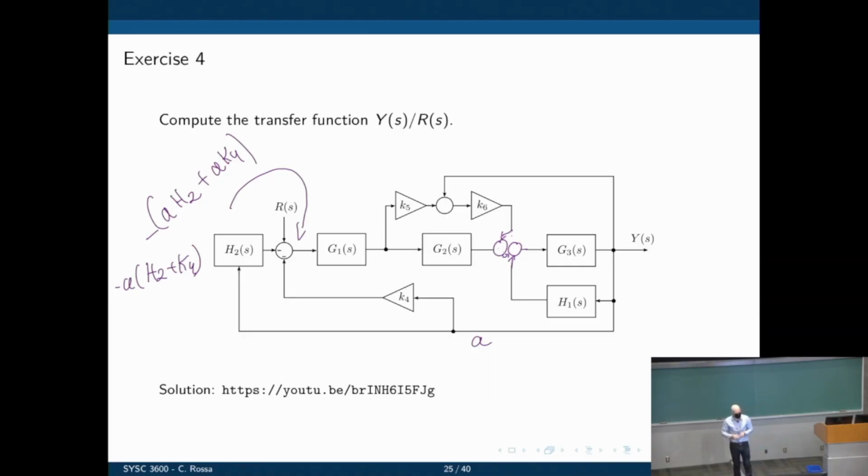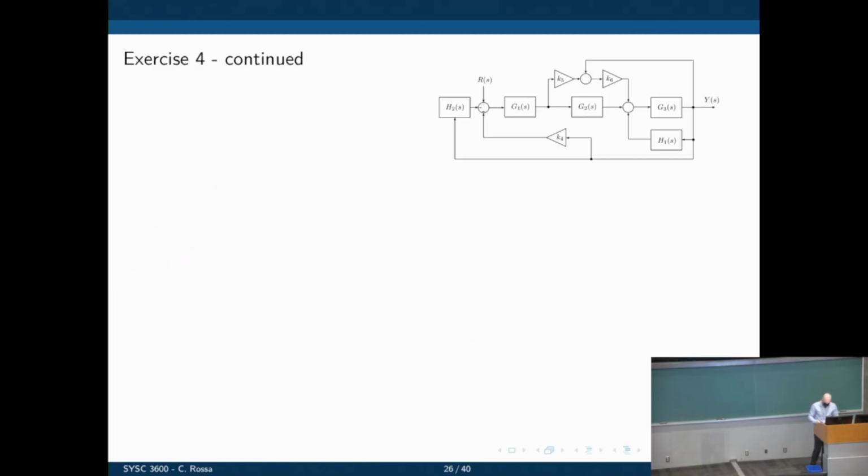Yeah. So you can do these two operations to begin with. Do you have a question? Oh, sorry. So you can do these two operations to begin with. Combine H2 and K4, and then simplify G3 and H1. So let's do that. Let's write this from the beginning.